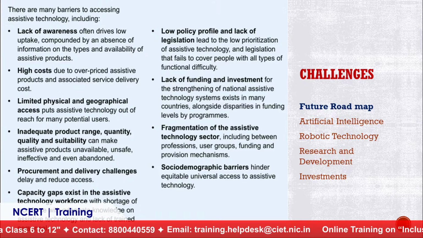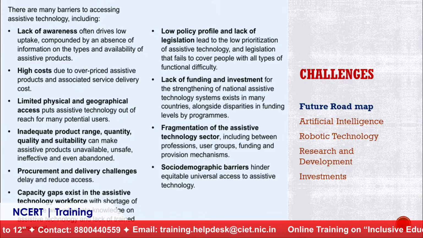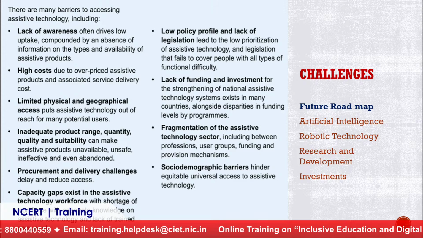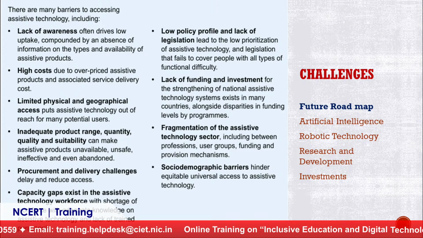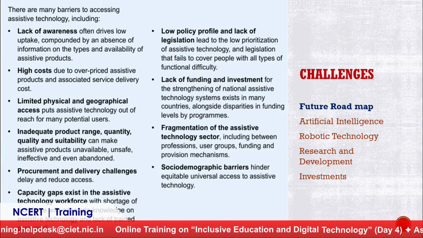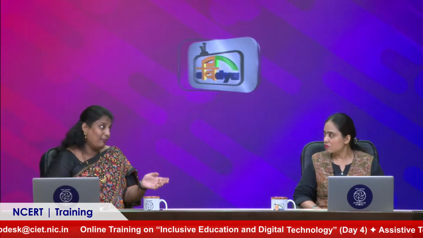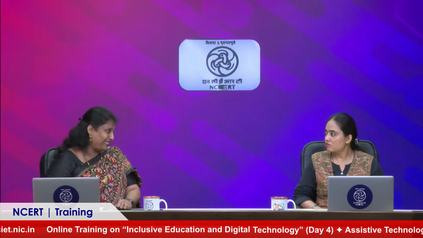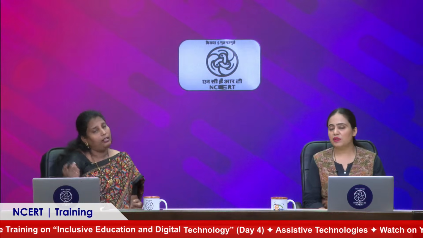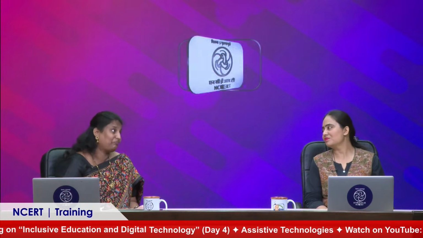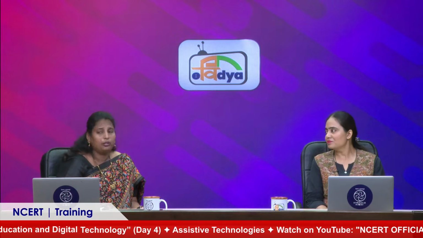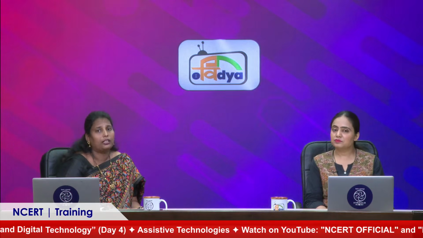Maybe the quality also sometimes matters, and most of the time a lot of products are designed, but they only get stopped at the prototype. They have a working model and a good prototype design, but they don't see the scalability of it. So we need to work on all these things, and on the lack of funding also, because assistive technology needs a lot of funding.